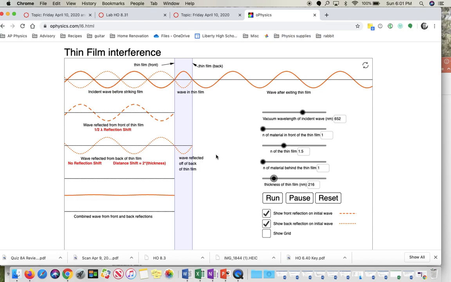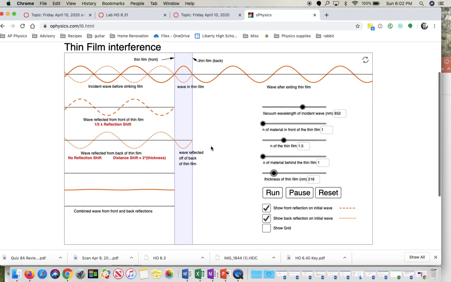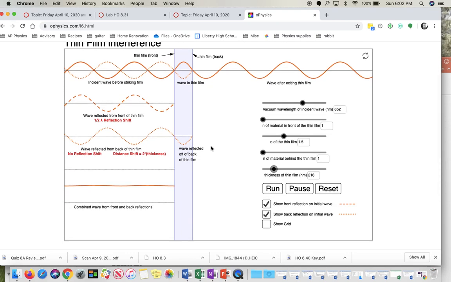Hi, folks. I wanted to go through this simulation with you guys and try to help clarify some of the concepts behind thin film interference. If you get a chance, I think it would be beneficial for you to go to the ophysics.com website slash L6. Or you can just find it by clicking on light up here, and it'll be under thin film interference, and you can just play around with it yourself.